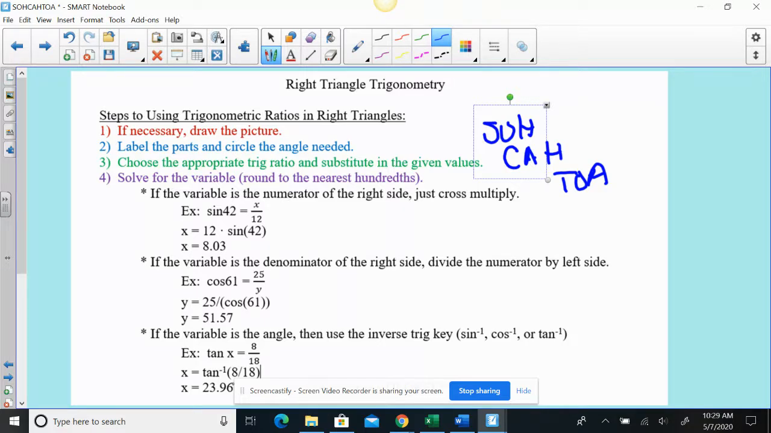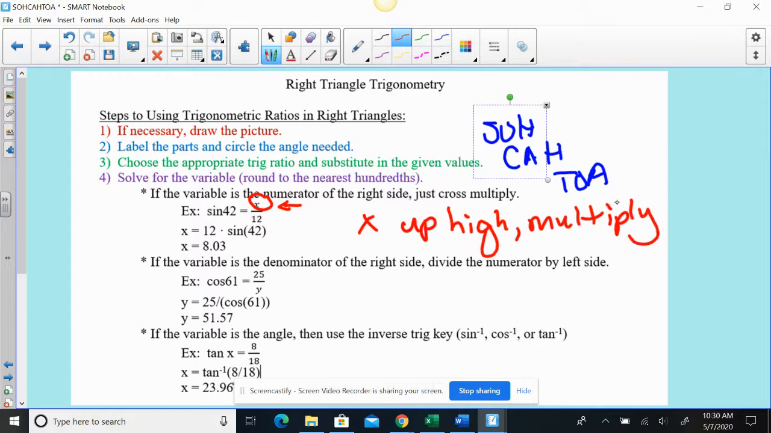So there is a silly expression. You guys know I love my silly expressions. When we solve, when x is up high, so if your x is in the numerator, you're going to multiply. X up high, multiply. Okay, that's what these notes are saying. If the variable is in the denominator, we're actually going to divide the numerator by the left side. So what they normally say is if x is down low, and I know this one is a y, but if x is in the bottom or in the denominator, you're going to switch them.